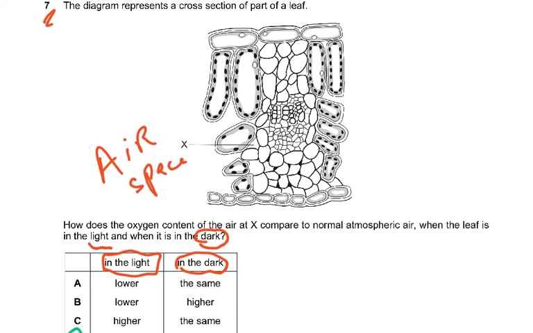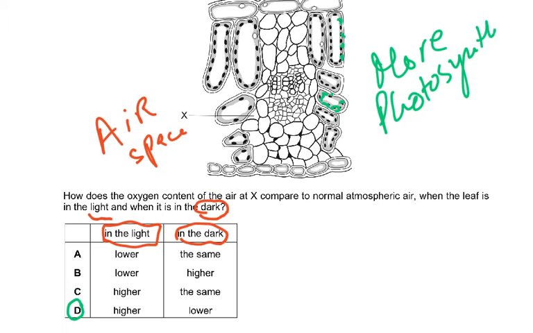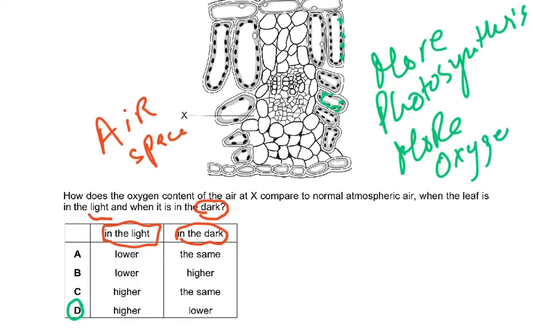What is happening here is that these are the chloroplasts. The chloroplasts photosynthesize in light and they're producing oxygen. So there will be more oxygen during the daytime. More photosynthesis, more oxygen. Photosynthesis only takes place when there is light. So in the light, more oxygen is being released, and in the dark, less oxygen. That was the point that you have to see, and the answer was D.